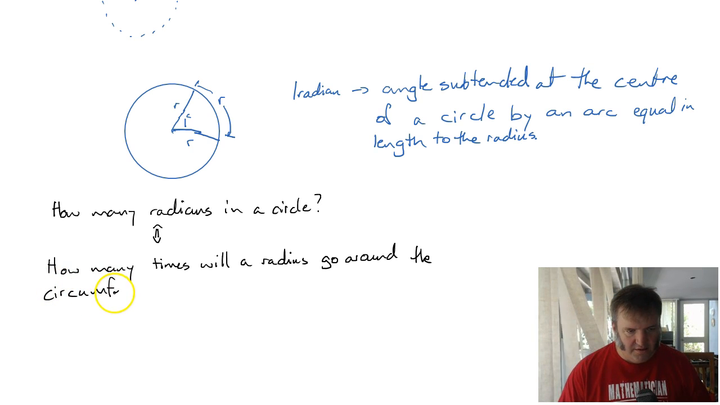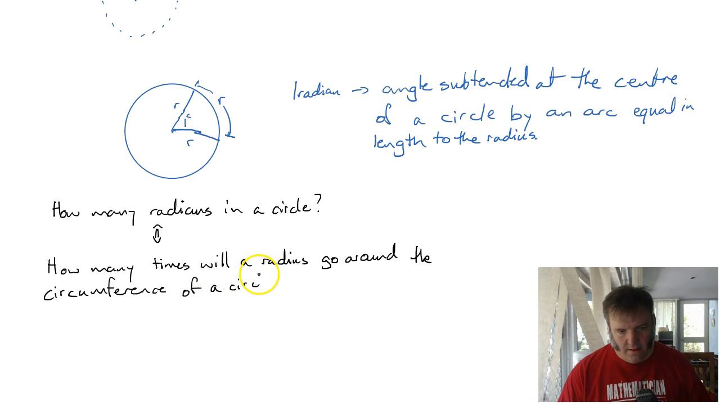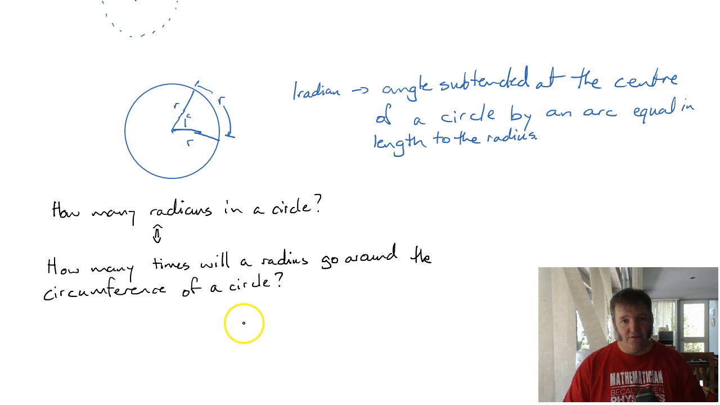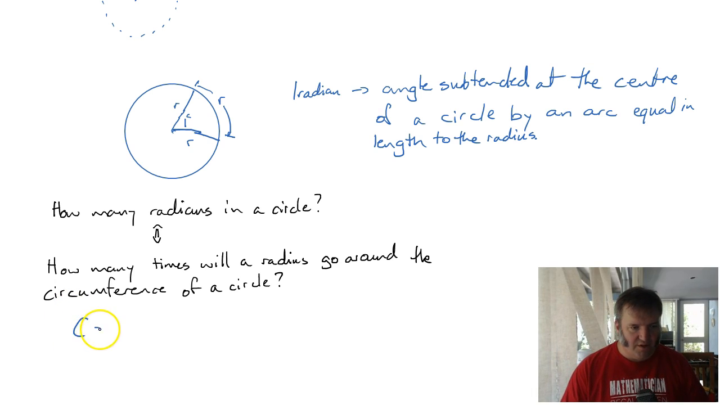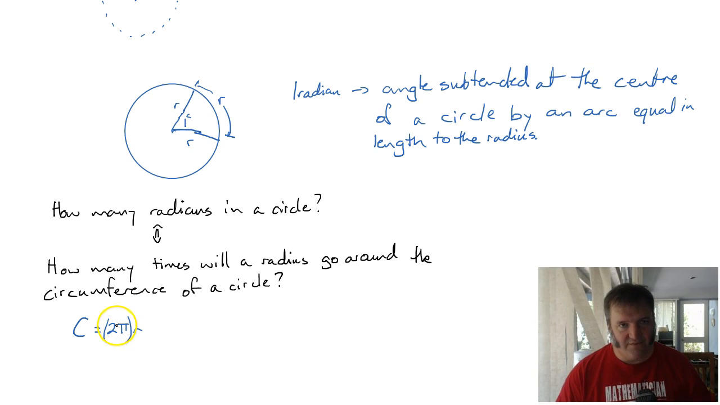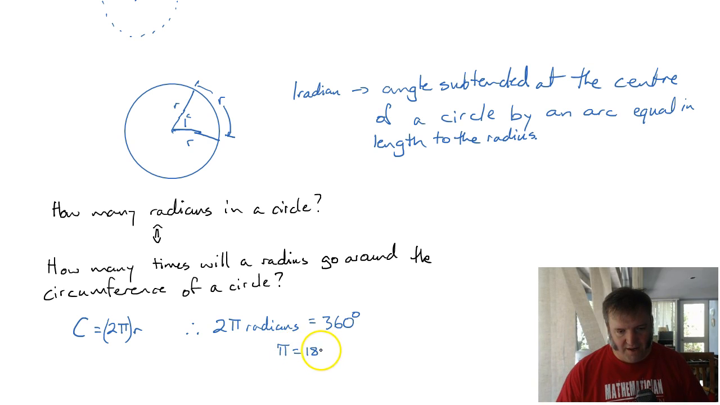And again, that didn't make a lot of sense at first, but when we thought about it, we have a rule that tells us that. We talked about it just before. We've got a rule for the circumference of a circle. The circumference of a circle is equal to 2 pi times the radius. That must mean that the radius goes around the circumference of the circle exactly 2 pi times. Therefore, there are 2 pi radians. 2 pi radians is equal to 360 degrees. 2 pi radians in a circle. Or we can simplify that down to pi equals 180 degrees.